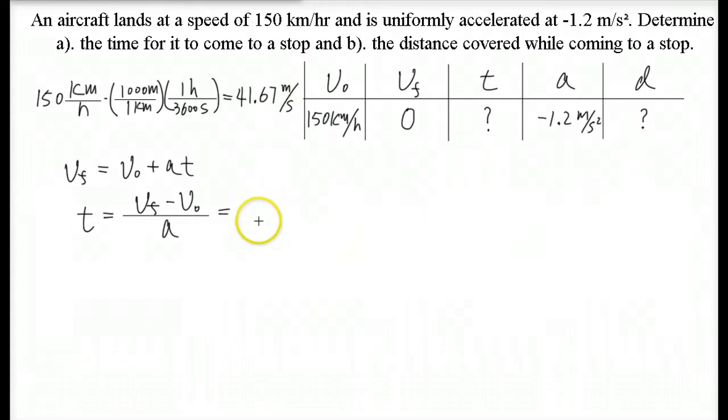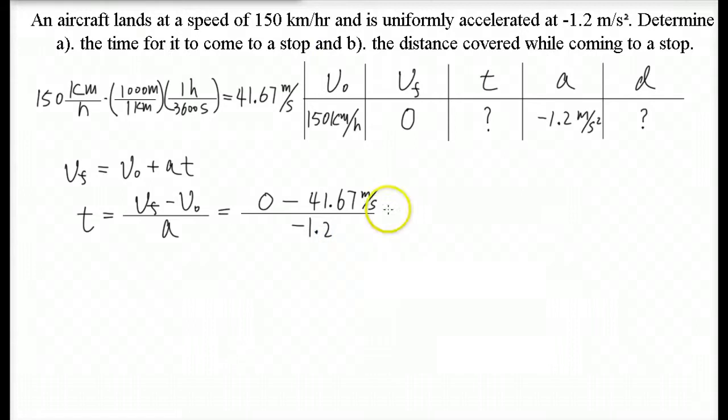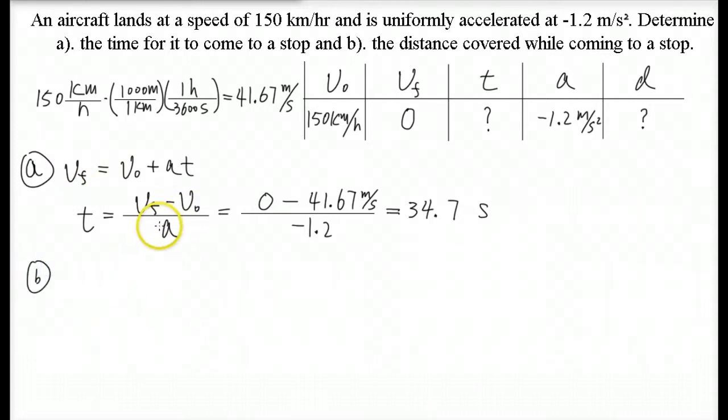Okay, we can plug in. Final velocity is 0 minus 41.67 meters per second divided by the acceleration, which is negative 1.2, equal to 34.7 seconds. Okay, so that's A, finding the time.